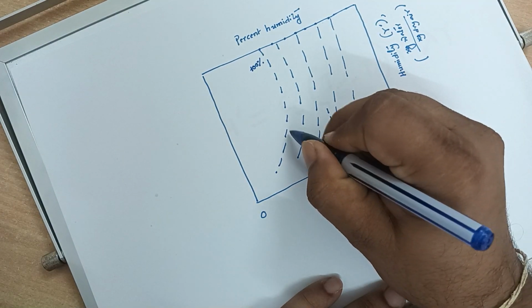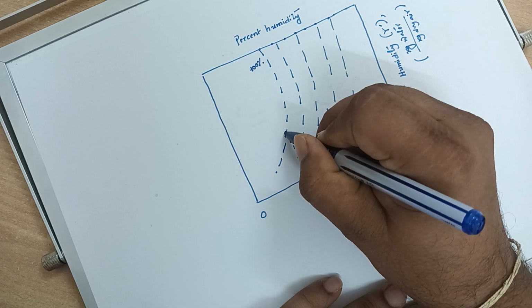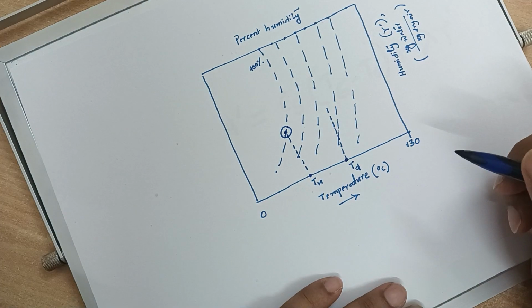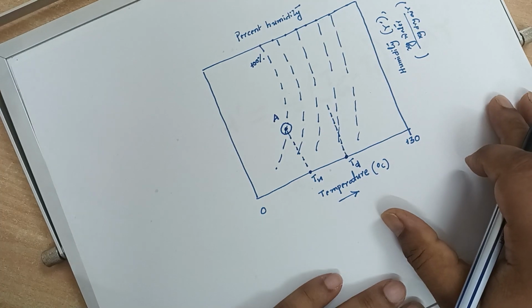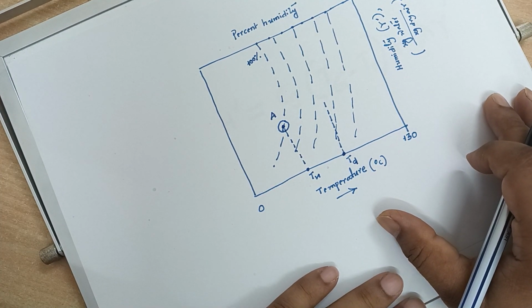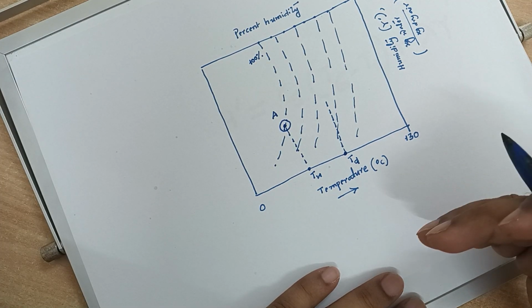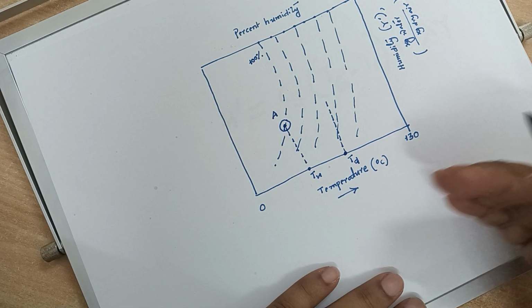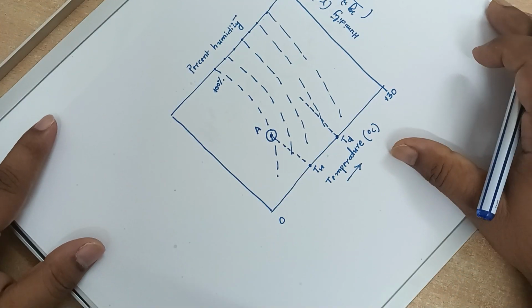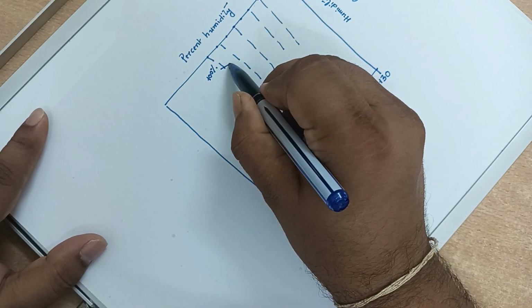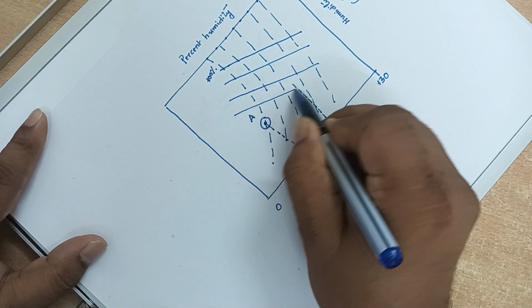So the vertical line arising out of the wet bulb temperature point will intersect the 100% saturation line. Let us suppose this is point A. So once we have located point A, you know that for air water vapor system, wet bulb temperature lines are essentially the adiabatic saturation lines. So within the psychrometric chart we have adiabatic saturation lines similar to this.